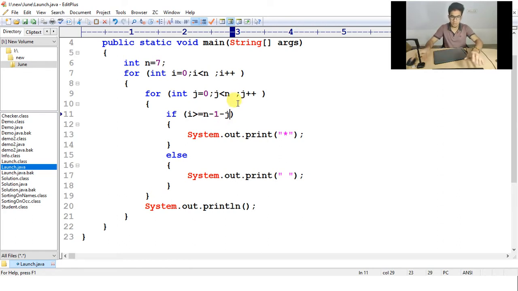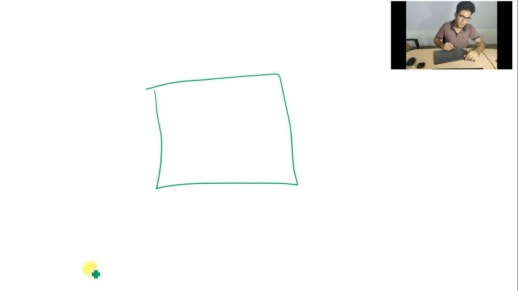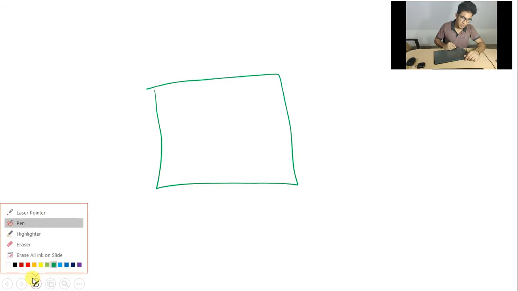Now let me go for the problem here. Let me go for one more question. What if we had this as our square, and we have to draw one shirt here? We have to draw one shirt that is like this.